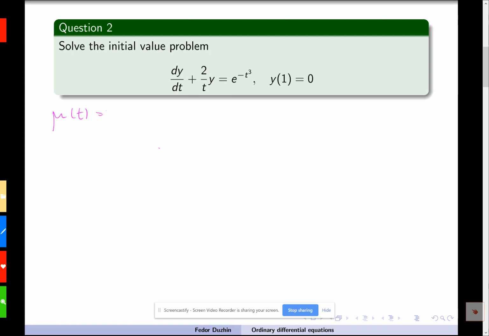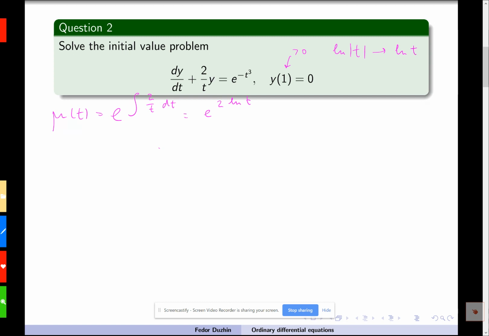So the integrating factor is going to be the exponential function of the antiderivative of the coefficient at y, which is 2 over t dt. Now this is e to the power, the antiderivative of 1 over t is ln t, so it's 2 ln t. Notice that since the initial value of t is positive, strictly speaking I should have used ln of absolute value of t, but then I replaced it with ln t because I know that t is positive.